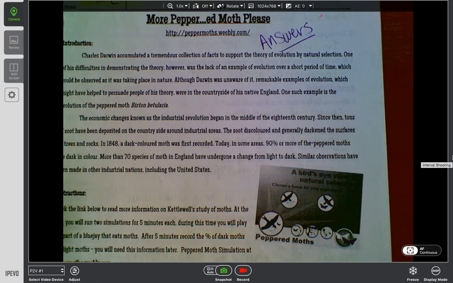Everyone, and welcome. We are going over the peppered moths answers, please. This is the answers for it.